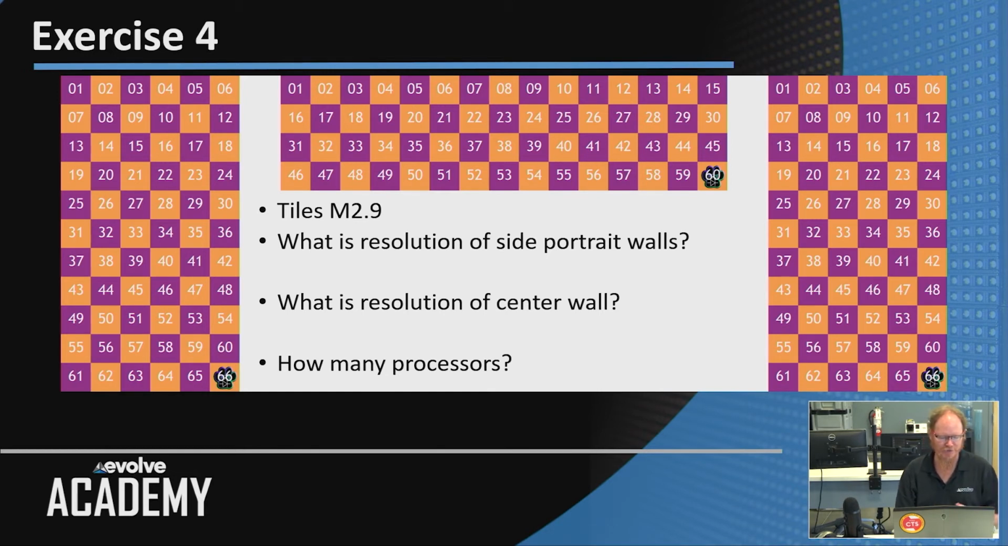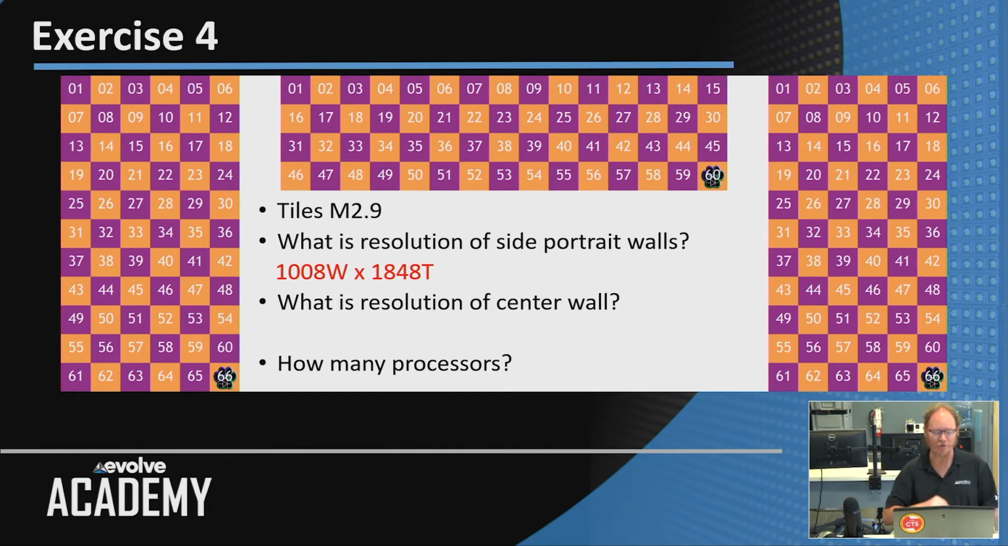What is the resolution of the sidewalls? Well, 168 times 6 and 168 times, they're 11 high. So they're 1008 wide by 1848 tall. Center wall is 15 wide by 4 tall.